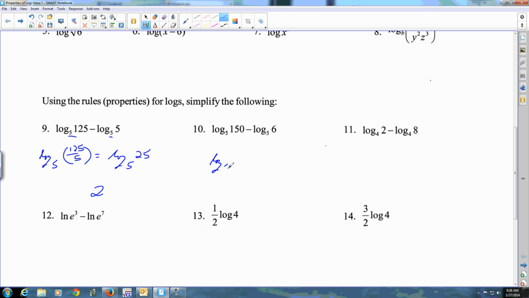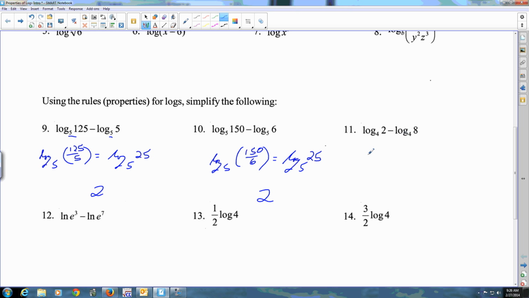Bring this together. Log base 5 of 150 over 6 is the same thing as log base 5 of 25, which from what we just did, 5 to what power is 25? Or what is the exponent on 5 that gives you 25? 2. 5 squared.